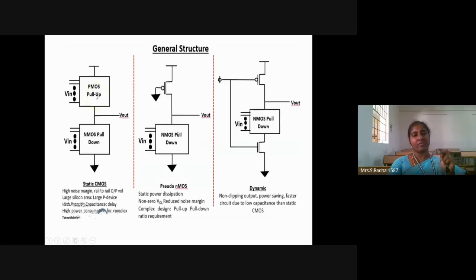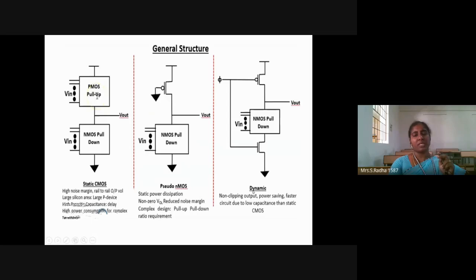The lower NMOS transistors you are using will remain as they are, but an equal number of PMOS is not required. Only one PMOS is used in the structure. So the number of PMOS transistors is reduced. Still, we have some complexity: pull-up, pull-down ratio requirements, that ratio we have to take care of. Non-zero VOL, reduced noise margin, and static power dissipation. These are the characteristics of pseudo NMOS.